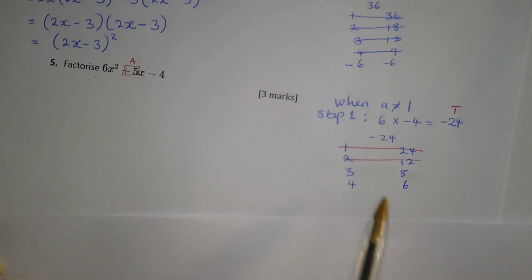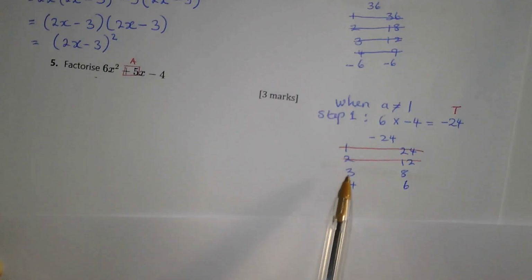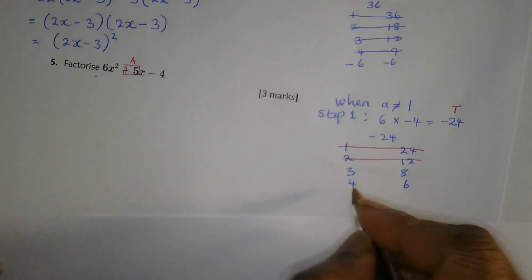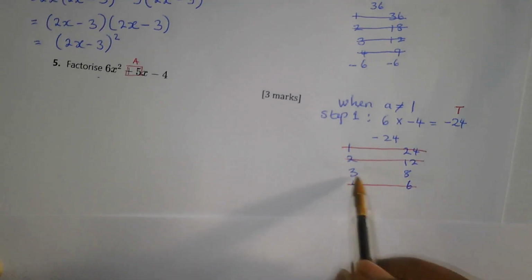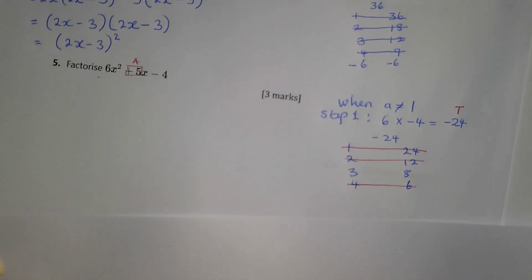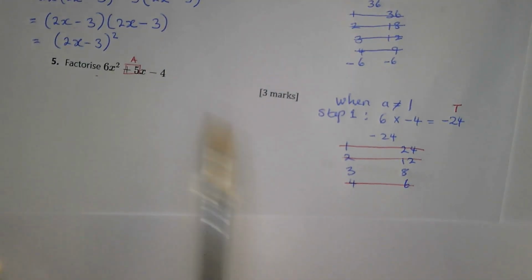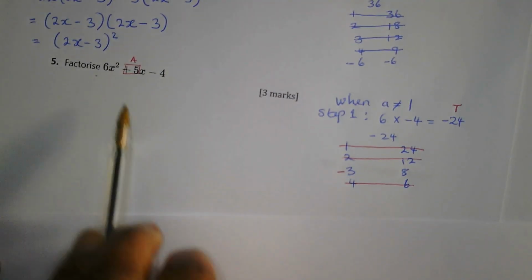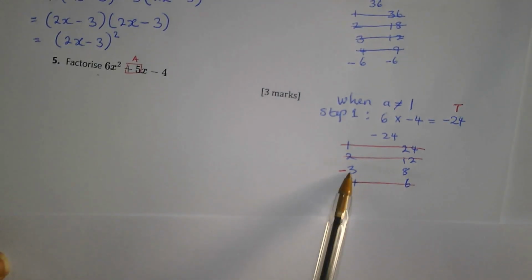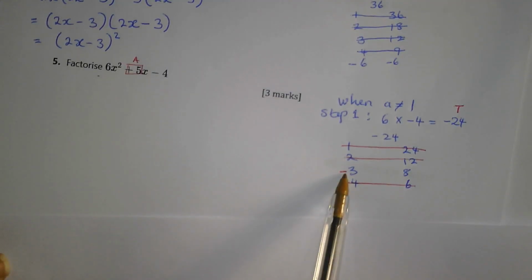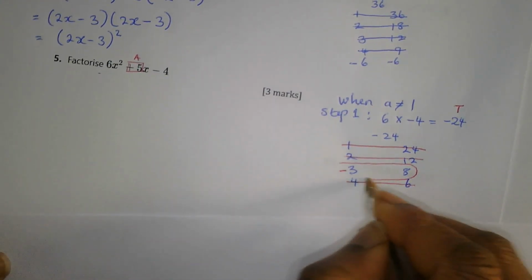3 and 8, there is a possibility of getting a 5 because I can do 8 minus 3, and that's 5. But before I pick that, let's just look at the last one. 4 and 6. If I add, I get 10. When I subtract, I would get 2. So it can't be the last one. It has to be this pair of factors. So 8 minus 3 would give me 5. If I put minus here now, I would get positive 5 when I do 8 minus 3. And I will also get negative 24 when I multiply 8 by negative 3. So this is what I'm going to be working with.